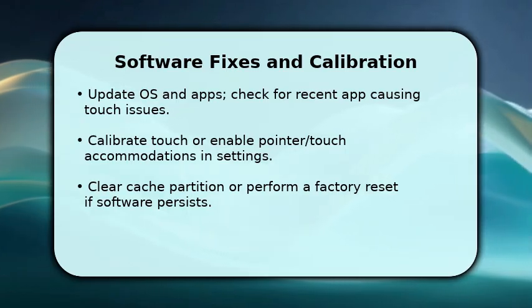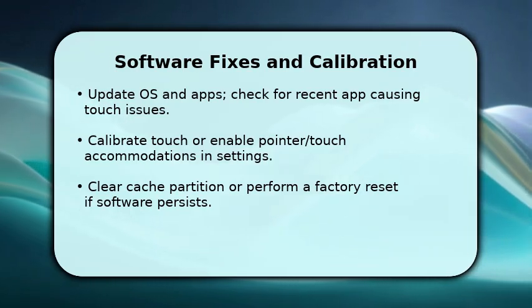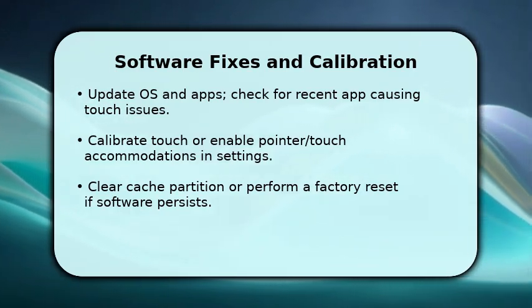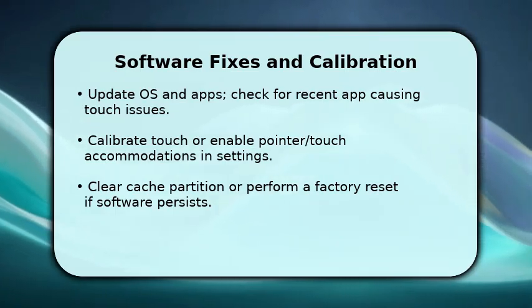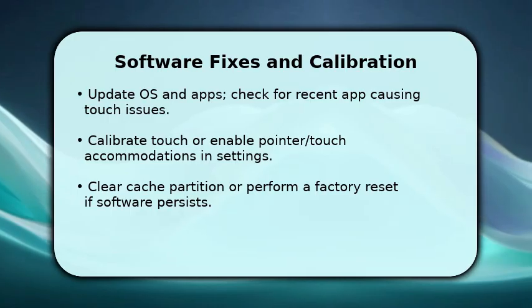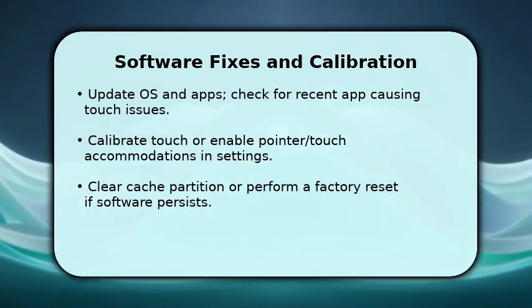Next, use calibration tools or accessibility touch accommodations to adjust sensitivity. This retrains the software mapping. If the problem persists, clear the cache partition to remove corrupted system data. And as a last resort, perform a factory reset with hardware verification because many touch faults are physical.